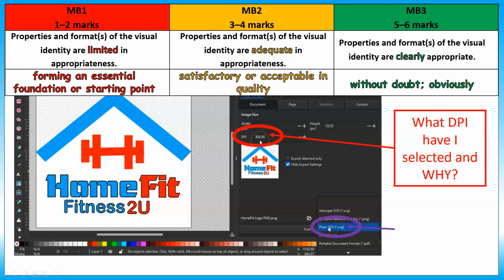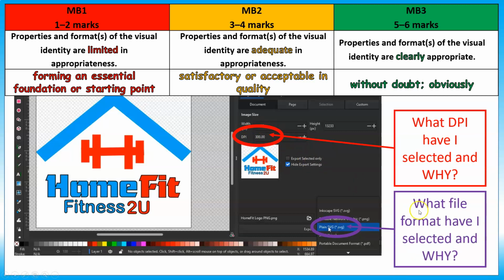This doesn't matter as much on the logo, because if you understand what a vector graphic is, you will understand that mathematical points and straight lines, increasing the size and decreasing the size doesn't lose quality. However, 300 dpi is good practice to start off with. Also, what file format have I selected and why? So, if I've used an SVG, that's great. Clearly, without doubt, obvious. Well, if you haven't explained why you've used SVG, there can be a little bit of doubt. We're only talking 1 or 2 sentences explaining why you've used that.